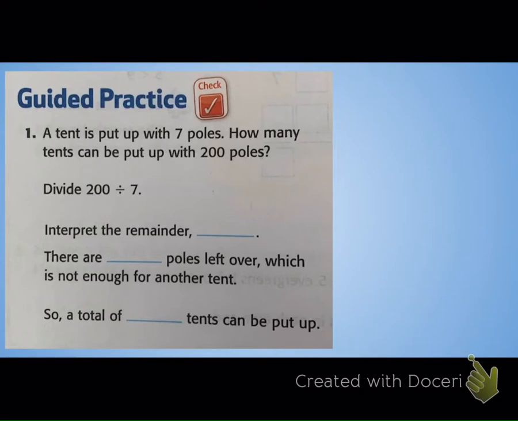All right, let's go to the bottom of the page and take a look at our guided practice here. It reads, a tent is put up with 7 poles. So they want to know how many tents we can put up if we have 200 poles. The key pieces of information there: that is for each, and this is the total amount we have. So let's take our total and divide it by 7. Let's go over here to the side and work this problem out. We have a total of 200 poles, and it takes 7 to put up each tent. So how many tents can we put up?